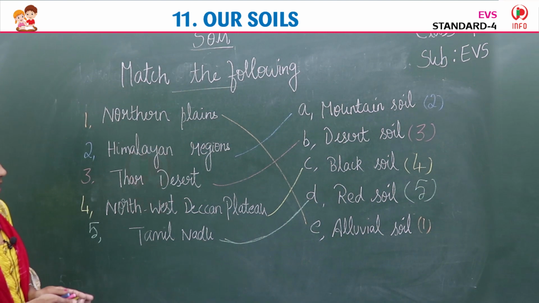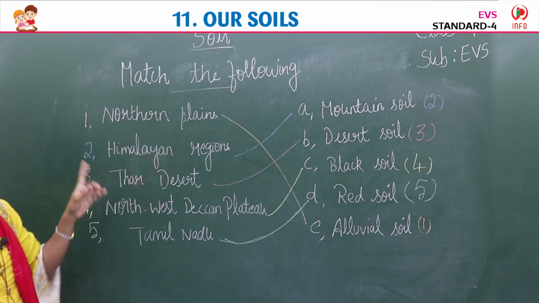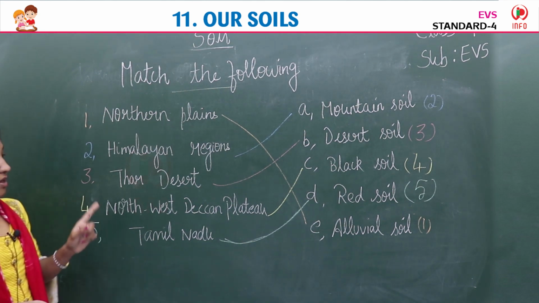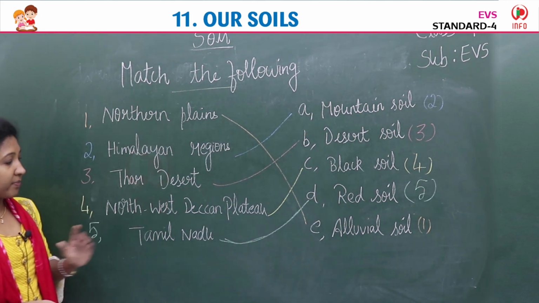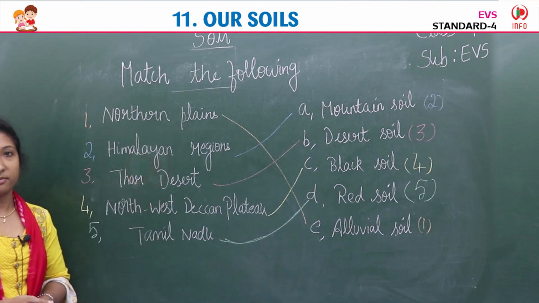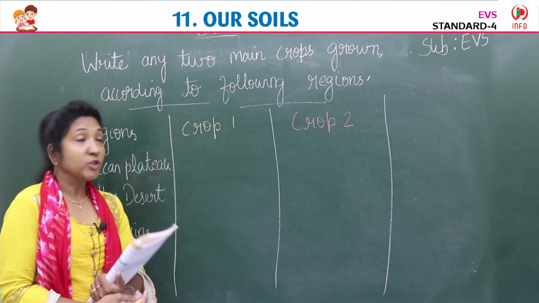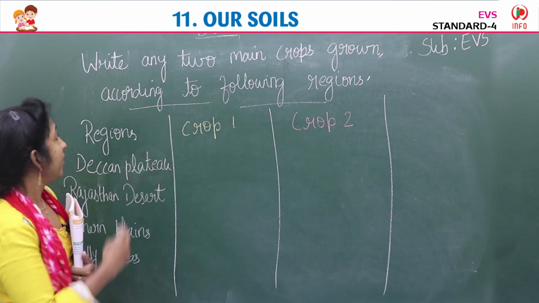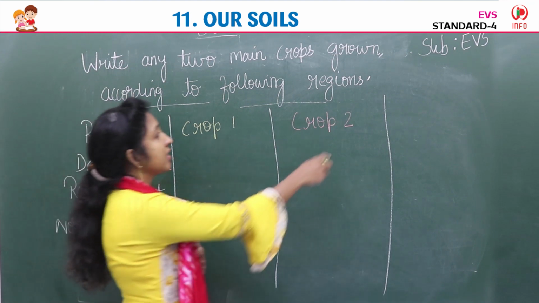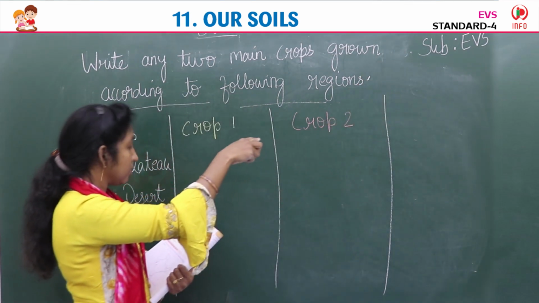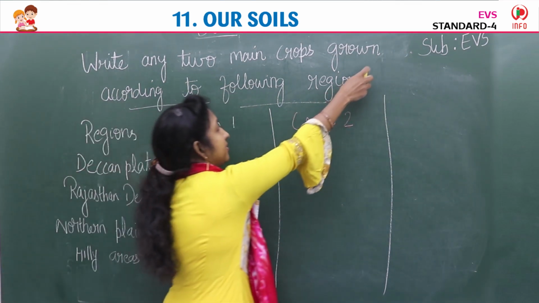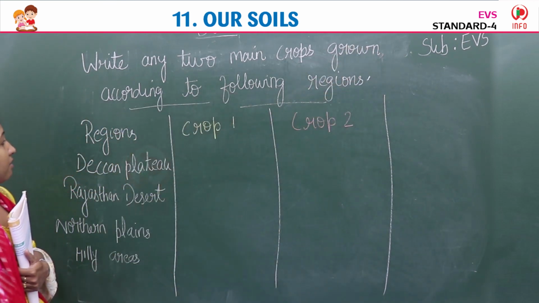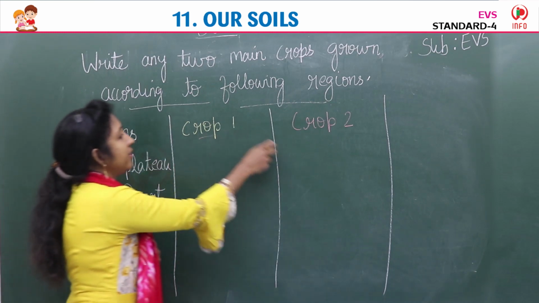Okay. Northern plains, alluvial soil. Himalayan regions, mountain soil. Thar desert, desert soil. Northwest Deccan Plateau, black soil. And Tamil Nadu, red soil. Okay. Coming to the next exercise, write any two main crops grown according to the following regions. Regions, crop 1, crop 2.